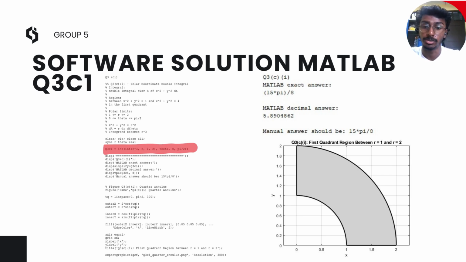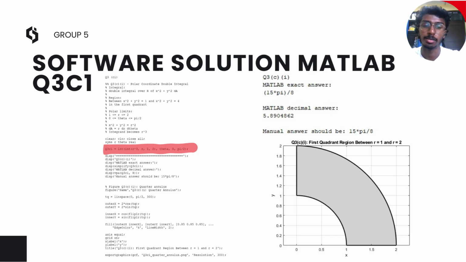Since the region is circular, polar coordinates are suitable. In polar coordinates, x squared plus y squared becomes r squared. Also, the area element dA becomes r dr d theta. After the conversion, the integrand becomes r to the power 3. In MATLAB, I defined r and theta as symbolic variables. This is the important calculation line, as you can see highlighted in the slide.